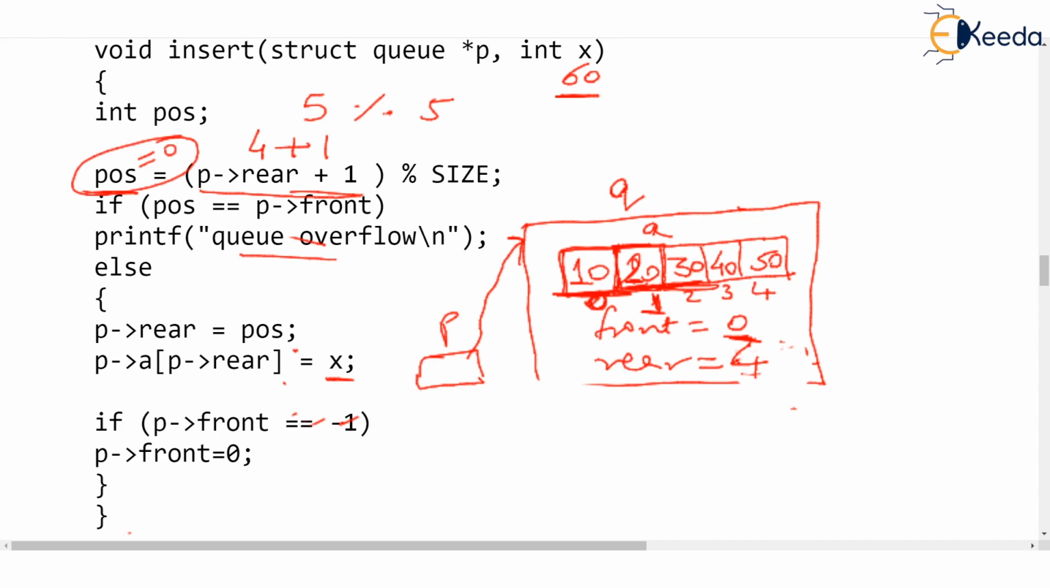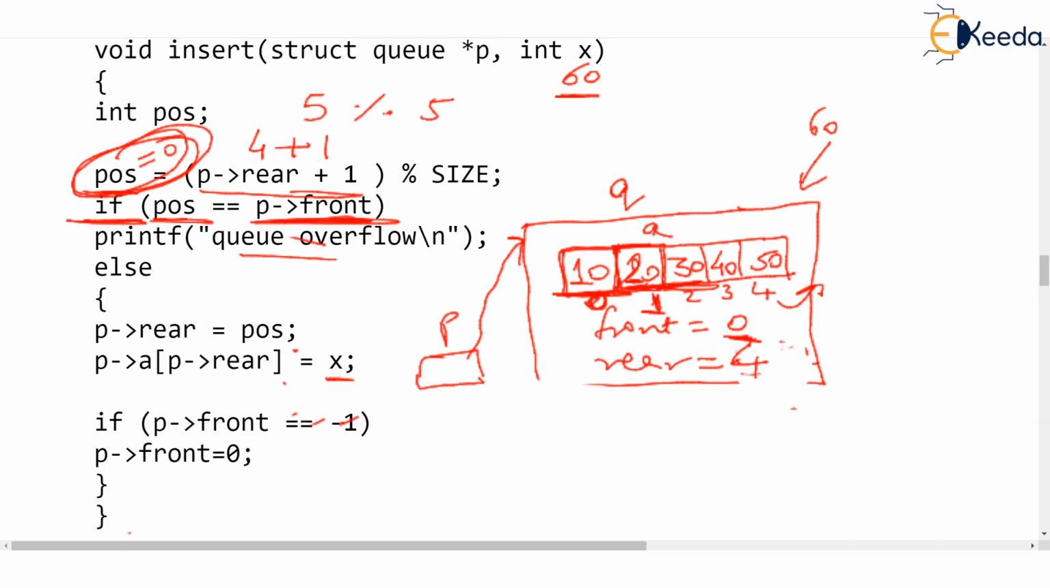Now what my program is saying is you want to insert 60, okay? But 60 can't go after the fourth place. So try to insert 60 at place 0. Look at the position of insertion, it is 0. So we are trying to insert 60 at place 0, but before that we are going to check the if. If position of insertion is same as position of front, watch this. What is position of insertion? 0. And what is position of front?